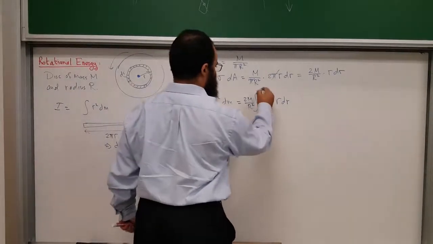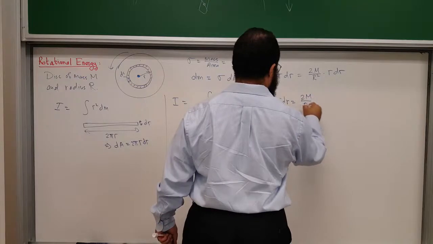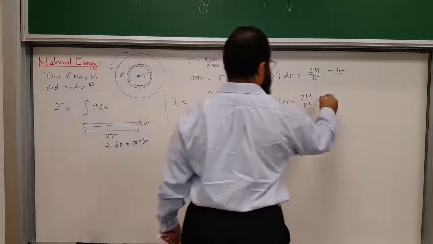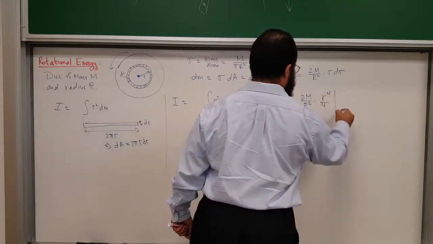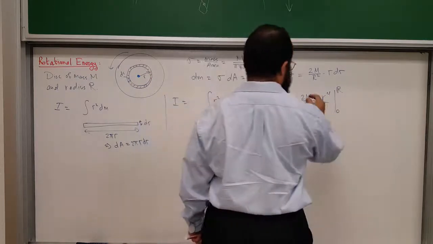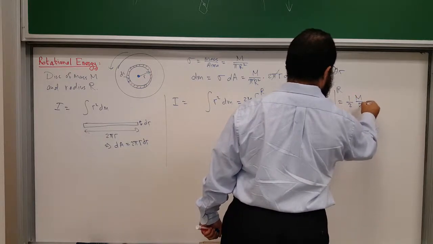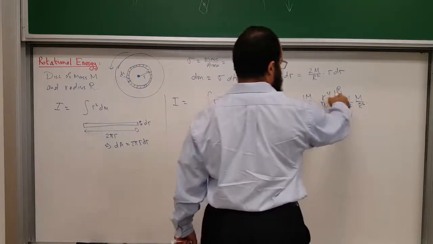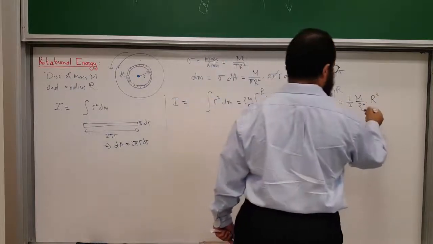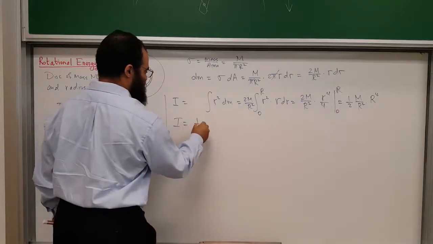So we integrate from 0 to capital R, and you get 2 capital M over capital R squared times r squared times r is r cubed, and the integral of r cubed is r to the 4th over 4, evaluated between 0 and capital R. Well, 2 over 4 becomes a half, and then I have M over R squared times, when you plug in capital R, you get R to the 4th, and the lower limit is just 0. And then R to the 4th over R squared is just R squared, and therefore the moment of inertia would just be 1/2 M R squared.